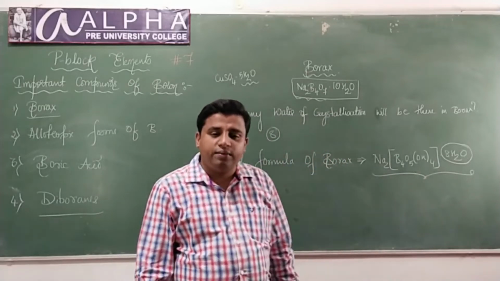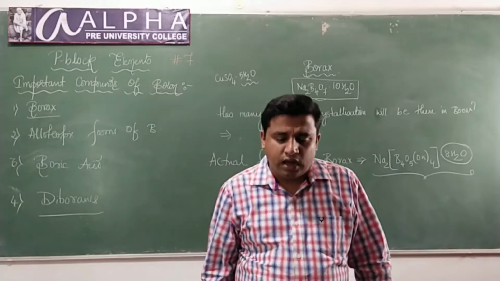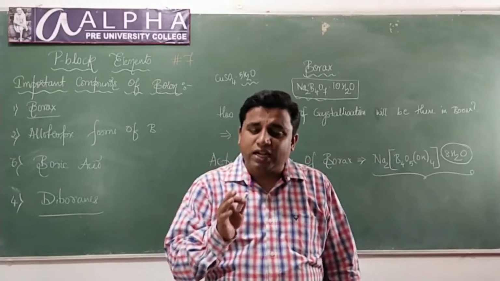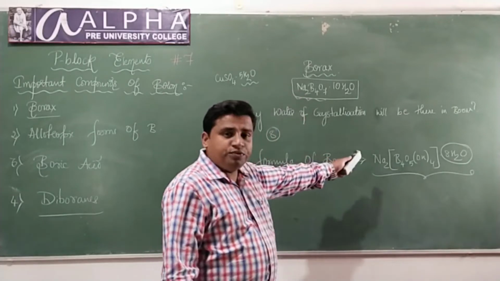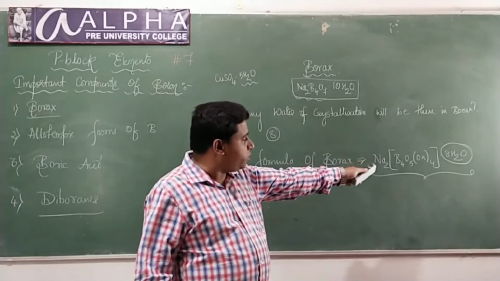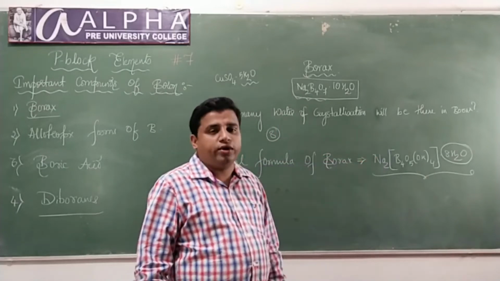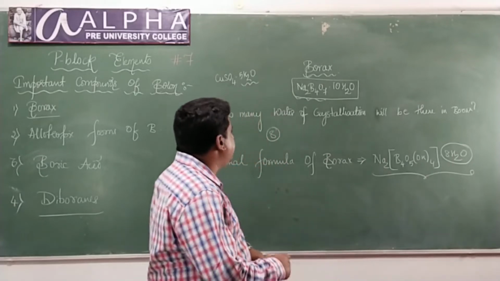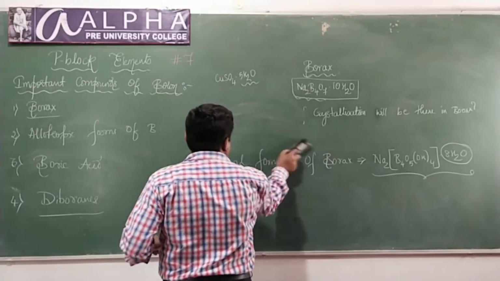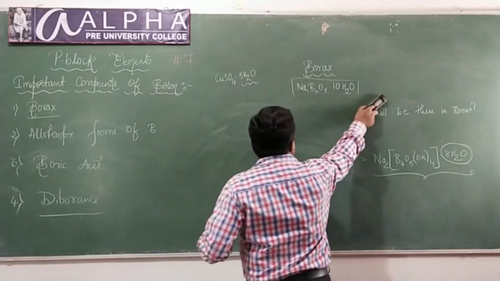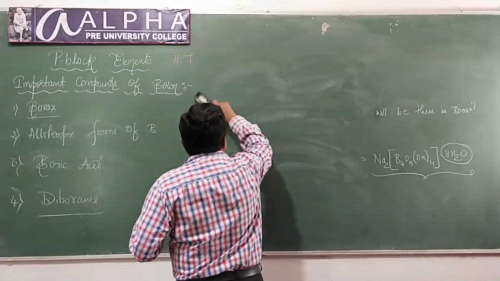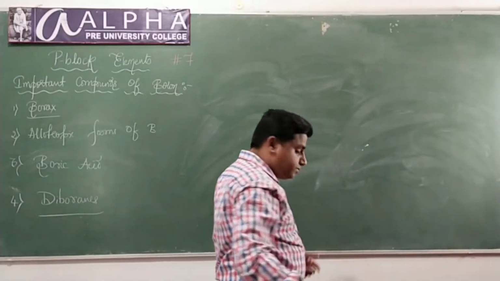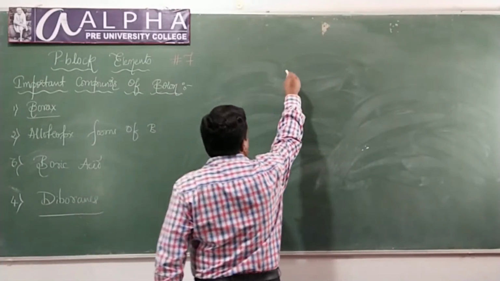So if somebody asks you how many waters of crystallization are in borax, it's going to be 8. What is the actual formula of borax? It is Na2B4O5(OH)4.8H2O. So 8 waters of crystallization. Then guys, what is the structure of borax? Very important. What is the structure of borax? See the structure of borax.